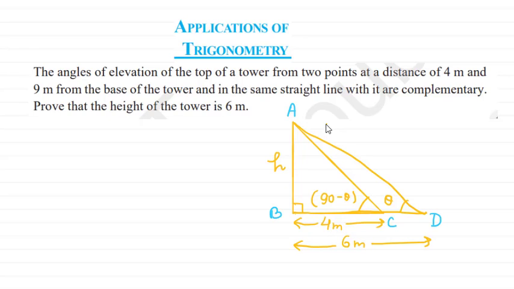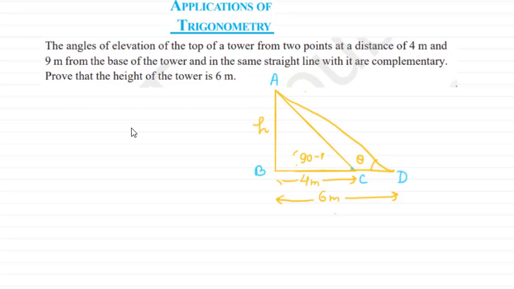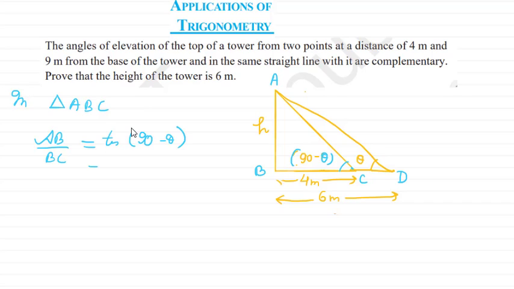So what we can do here, we have the base, so we will try to find out the H. The angle is also missing. So now to solve this question, first we will take triangle ABC. So in triangle ABC, see here we have this angle 90 minus theta. So you can take AB by BC equals tan of 90 minus theta, as we know that AB by BC is perpendicular by base, and then tan of 90 minus theta can be written as cot theta.